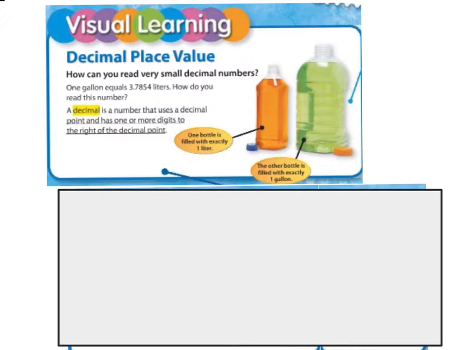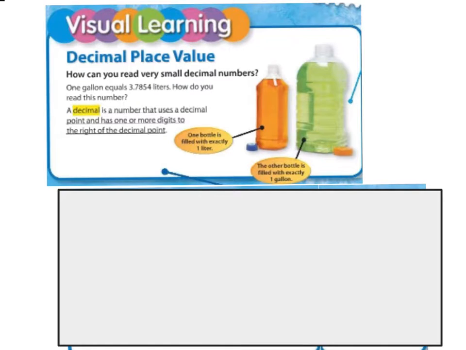All right, let's read this first problem. Decimal place value. How can you read very small decimal numbers? And I'm going to give each one of you a decimal place value chart, by the way, so that's cool. Let's read this. 1 gallon equals, however I read that, blank liters. How do you read this number?